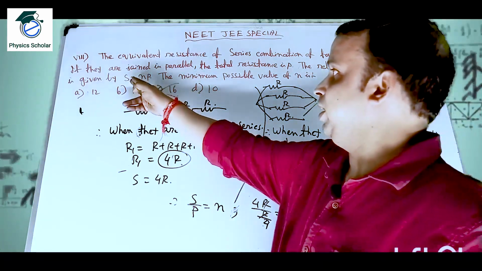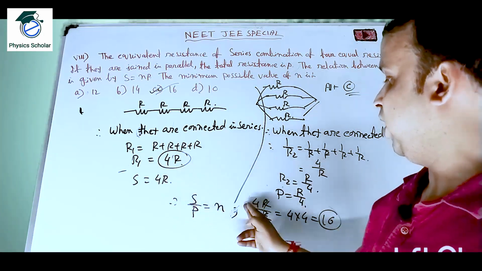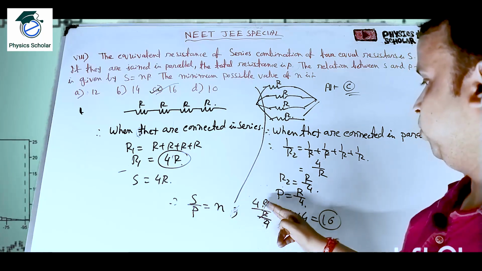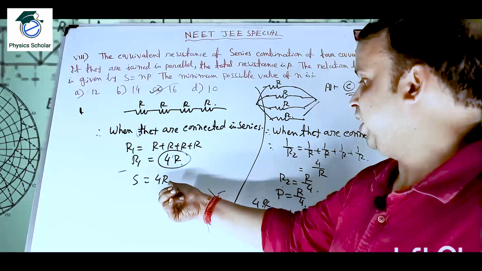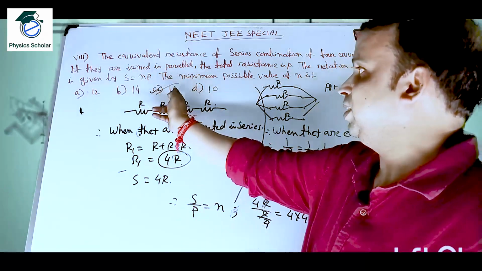So here it is given S is equal to NP, so S by P is equal to N. What is the value of S? 4R. And what is the value of P? R by 4. So the 4 will be cancelled. So 4 into 4, that means 16. Nothing but N. S by P is equal to N, so S by P is equal to 16. The value of N will be 16, clear?